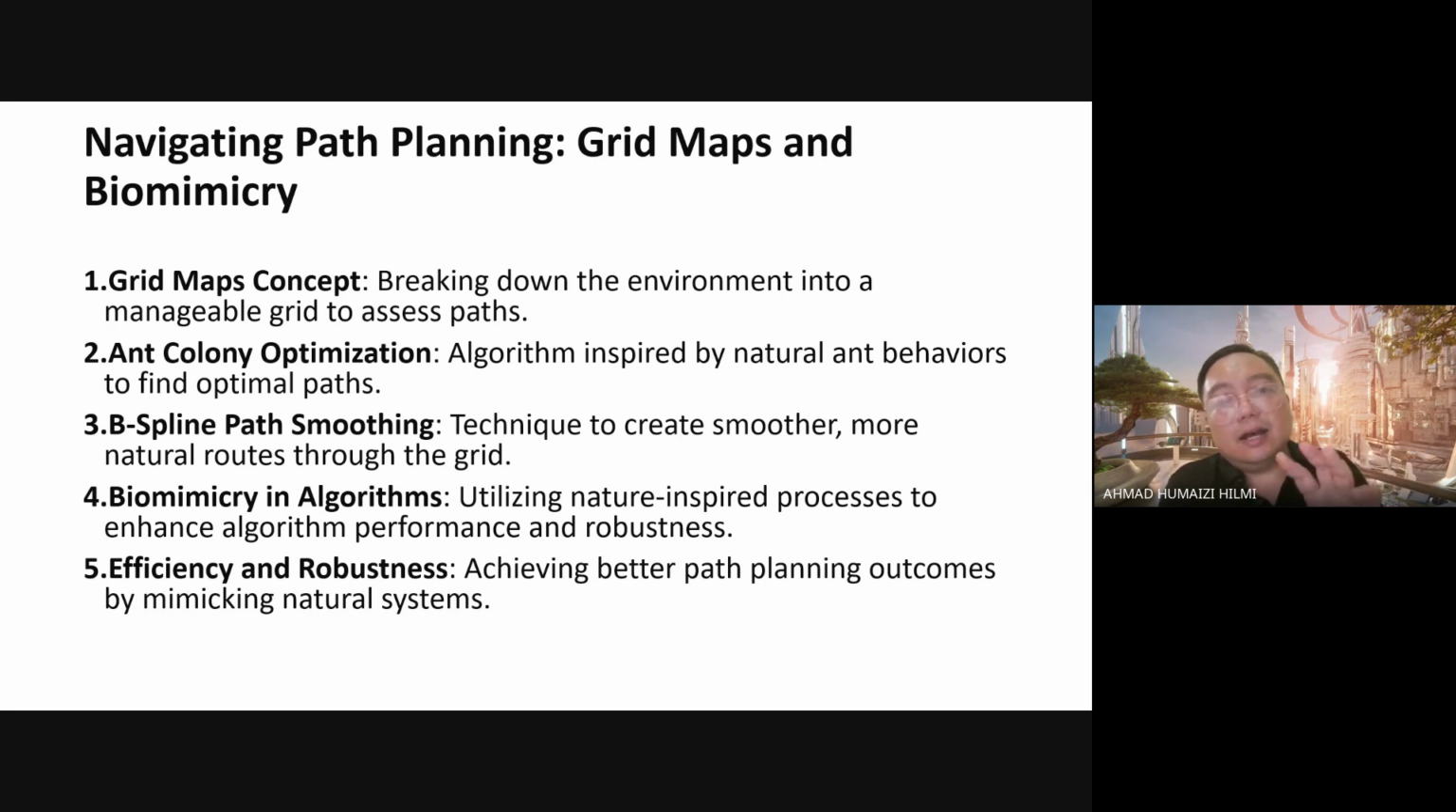And then how do we interpret the grid map? We want to go to this location, everything. Nowadays, with Google Maps and also Waze, our job becomes faster because we are already helped by that algorithm. Then there is ant colony optimization, inspired by natural ant behavior to find the optimal path. Then spline path smoothing, tending to create smoother and more natural routes throughout the grid.